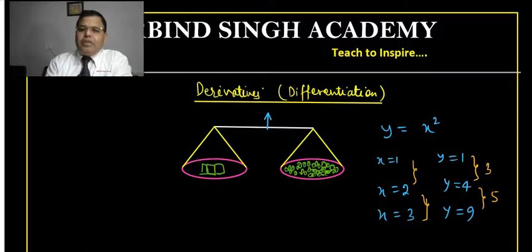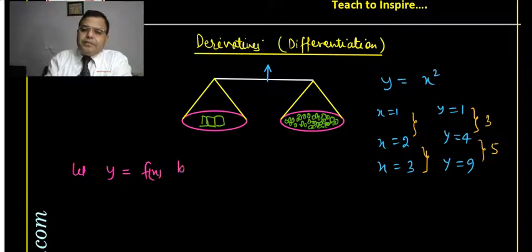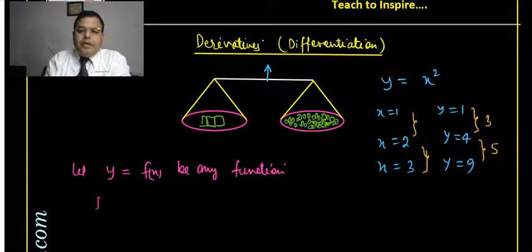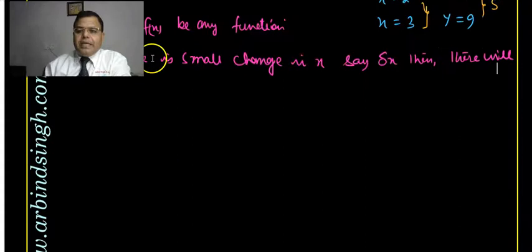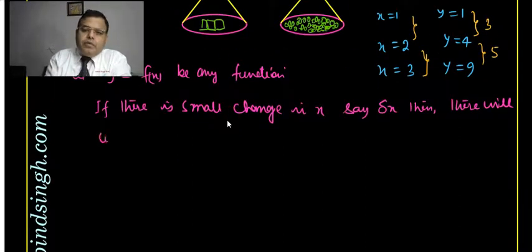So whenever there is a small change in x, there will be a change in y as well. So y is equal to f(x), and this x square is a function of x. We can assume, let y is equal to f(x) be any function, where f(x) is x square here. If there is a small change in x, say delta x, then there will be a corresponding change in y, that is called delta y.